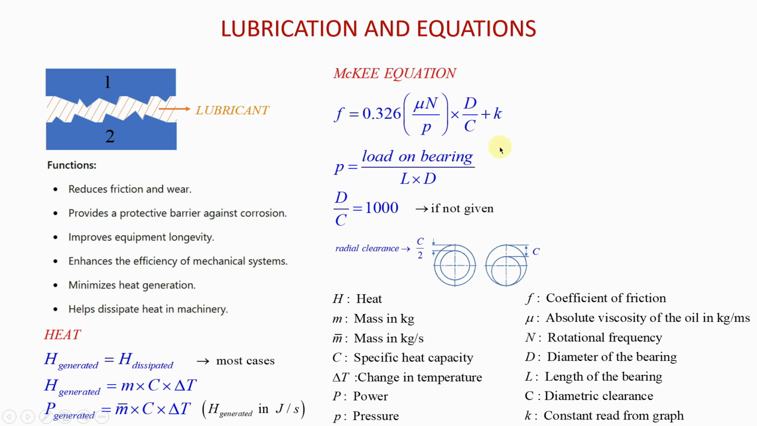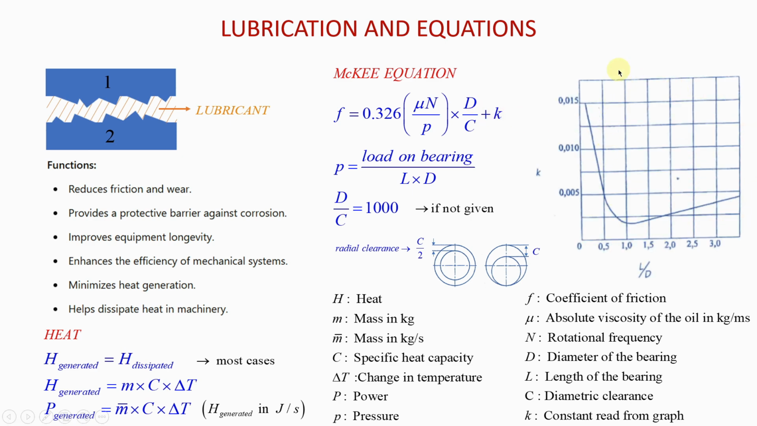Very important. And K here, as I said earlier, this is just a constant that you read from a graph. And this is the graph from which you will read the value of K. And it is dependent on the ratio of the length of the bearing to the diameter of the bearing. So you will take the length of the bearing, you divide that by the diameter of the bearing. That will give you a certain number here, and then you will draw a vertical line until you meet this graph. And when you meet this graph, then you project it on this axis to read which value of K that corresponds to. Okay, very important.